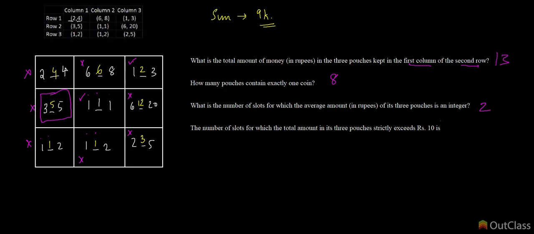The last question, the number of slots for which the total amount in its 3 pouches strictly exceeds 10. We're checking that the sum is greater than 10. Strictly exceeds means equal to 10 is not taken. It has to be greater than 10. So again, only equal to 10, greater than 10, no, no, no, yes, no, yes, no. I think we have 3 ticks, so the answer is 3.